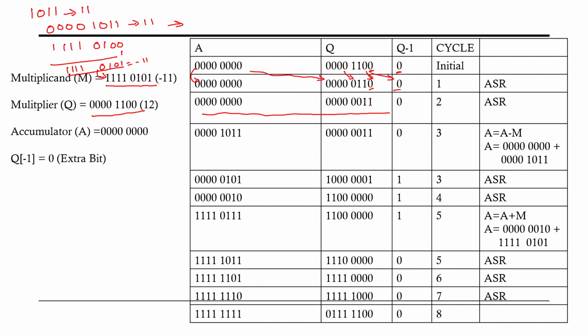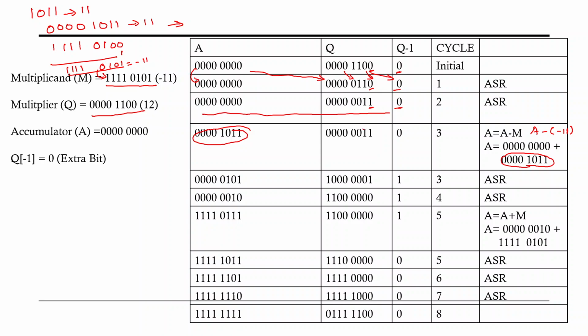Then in the third cycle, Q0 is 1 and Q minus 1 is 0. If it is 1, 0, we have to perform A equals A minus M. A value is already full of 0. Minus M means A minus of minus 11, because the input variable is minus 11. So minus of minus 11 is A plus 11. What's the 11 value? It's 1011. So we have got 1011.